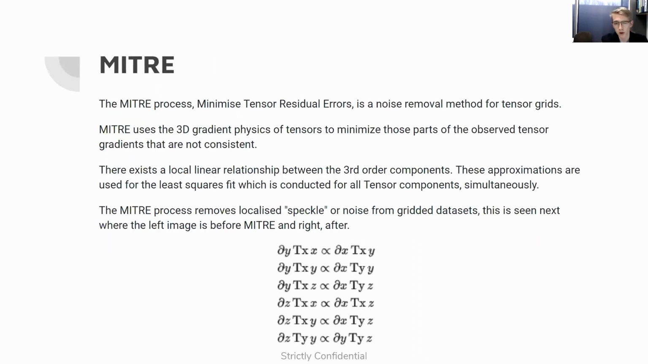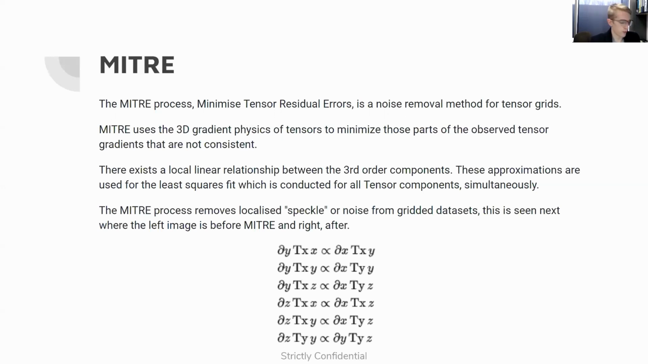In our tensor gridding as well, we do have a noise reduction method, MITRE, and it does remove speckle away from the grids after they're produced. And it's based upon a linear relationship between the third order components of the fields. So there's a demonstration at the bottom, an equation of the proportionality between the components.